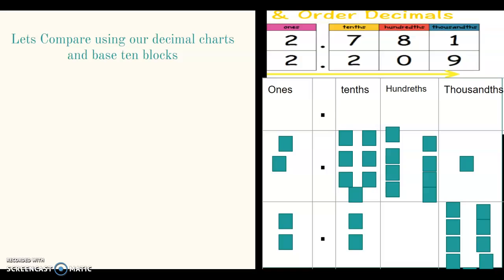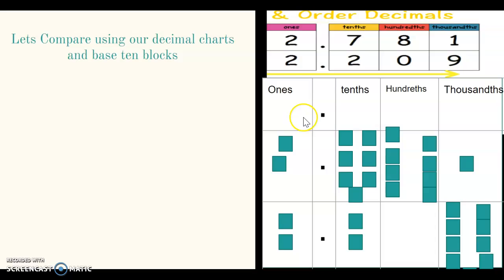Let's compare using our decimal charts and base 10 blocks. We have the numbers 2.781 and 2.209. If we write these down in our decimal chart, we'll see that when we get to our tenths place, 7 is greater than 2. If we need more help, let's look at our base 10 blocks.